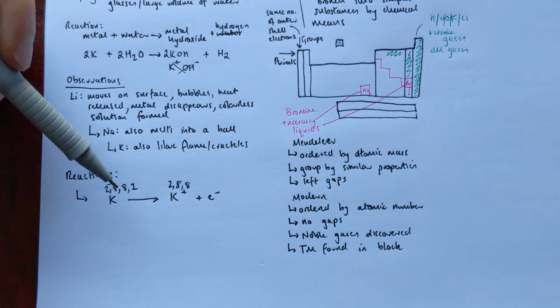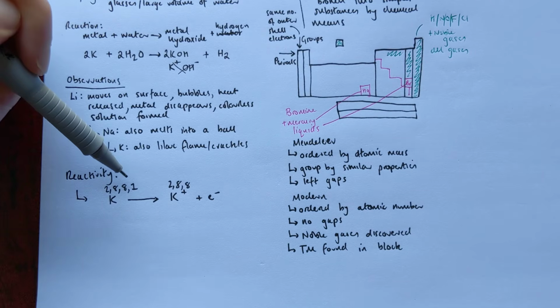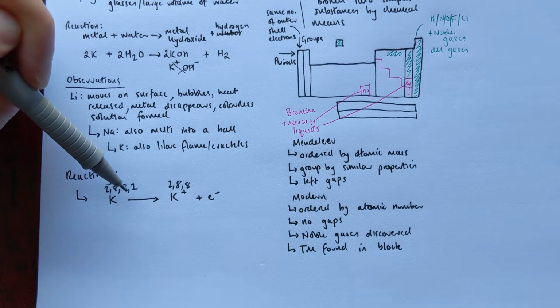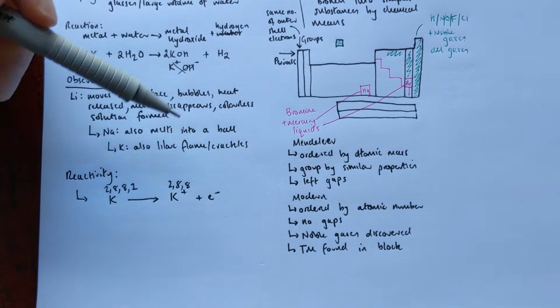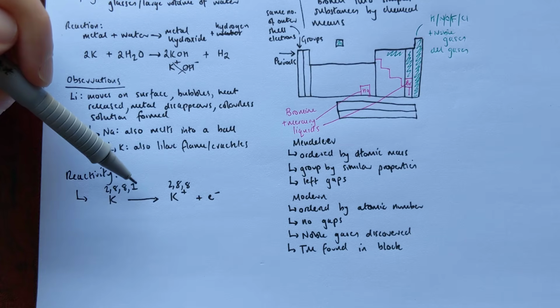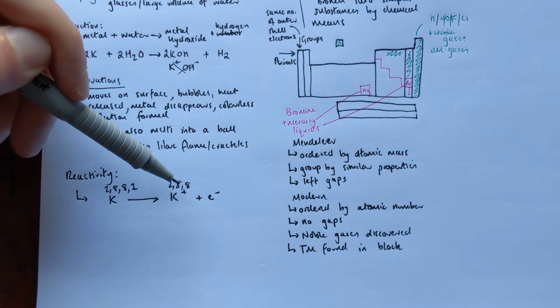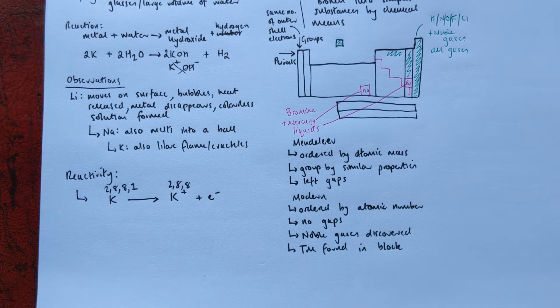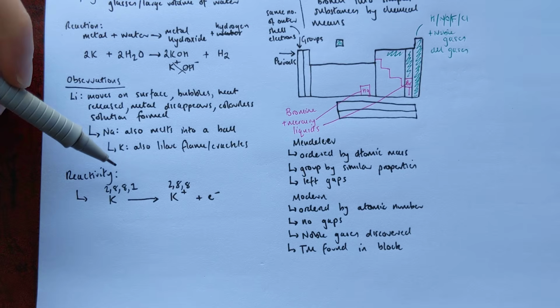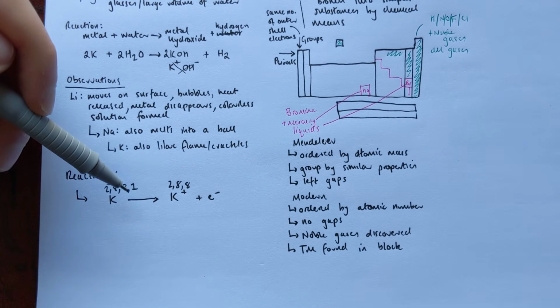The electronic configuration of potassium is 2,8,8,1. It's got 1 electron in the outer shell, which is true for all the group 1 metals. To get a full outer shell, it wants to lose that outer electron. And to lose that outer electron will give it a full outer shell and leave you with a positive ion. So the difference between the reactivity of all the group 1 metals is basically that they all want to lose that outer electron. It's just a case of how easy they are to do that.